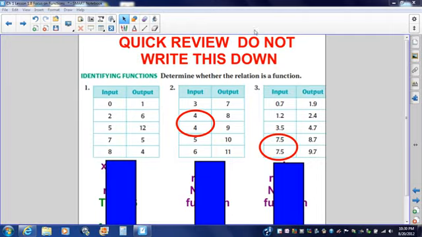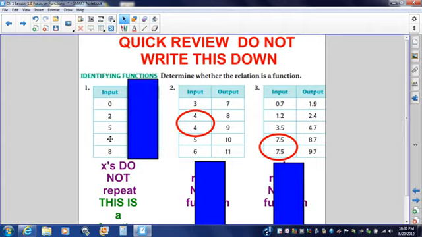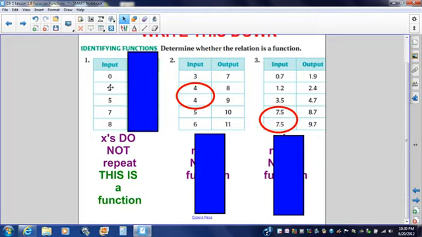Guys, do not write this down. This will just be a quick review. We talked about looking at our input-output tables and determining whether it was a function. And we said you need to look at the domain, or the input, or the x's, and see if the domain repeats. 0, 2, 5, 7, 8. Since my x's do not repeat, yes, this is a function.